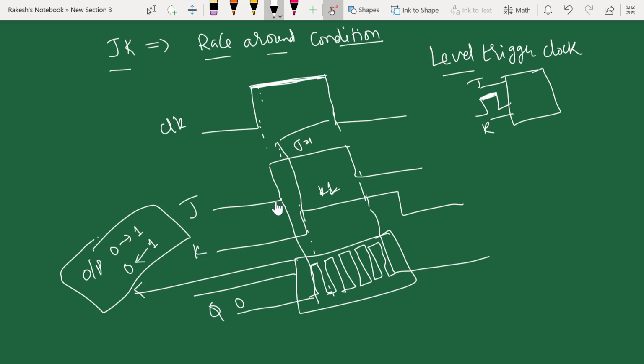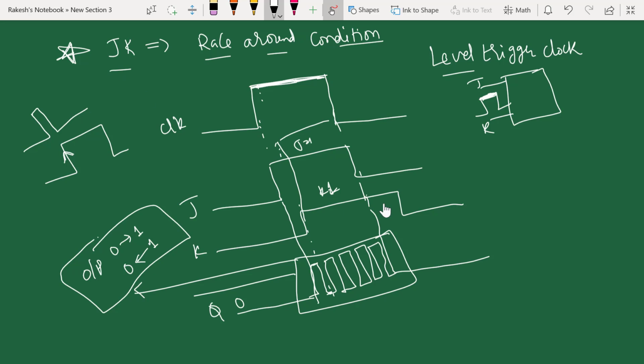This race around condition can be avoided by using short enabled clock pulses, or you can say edge triggered clock pulses. When you give the edge triggered clock pulses, you are going to avoid this particular race around condition. There is another way of doing it that you can figure out by going through the books. Okay, so this is all about the race around condition in JK flip-flop.